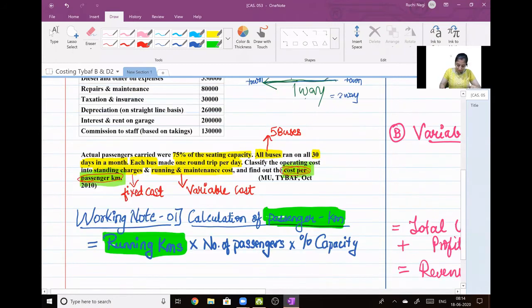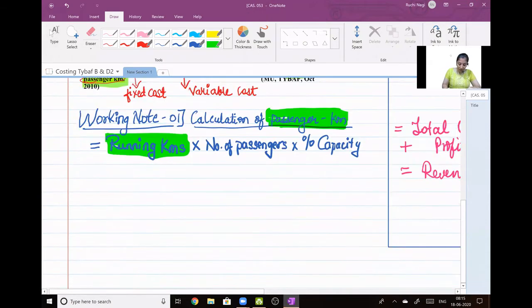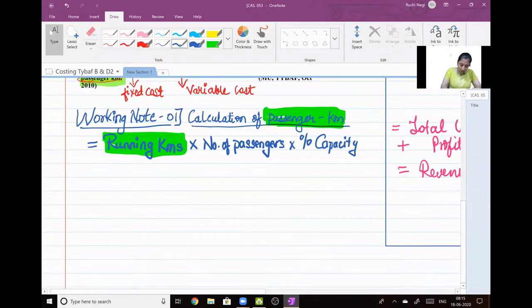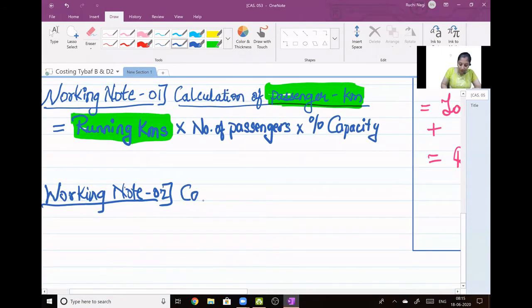Now let us check running kilometers. Leave 2-3 lines gap, and below this do one more working note. Below this, leave 2-3 lines and do working note number 2. Working note number 2. Okay. What will be working note number 2? Calculation of running kilometers.